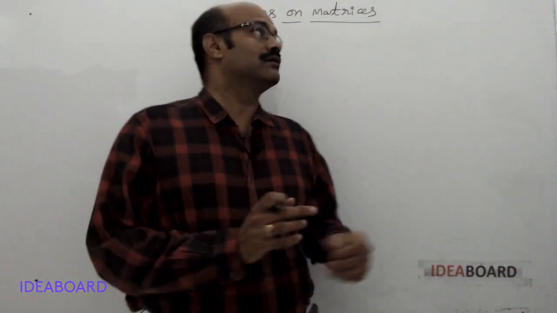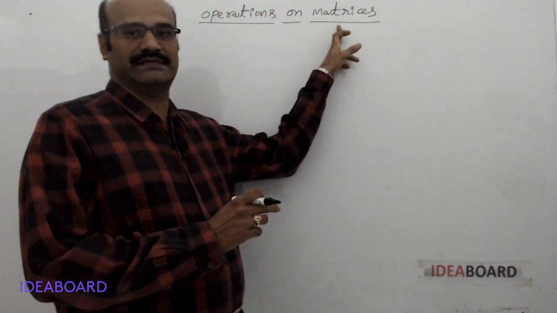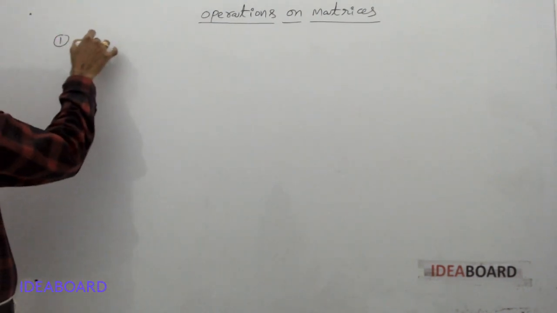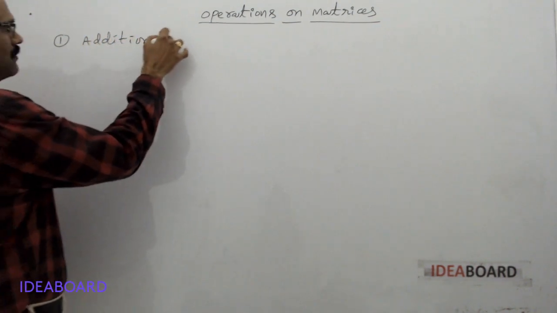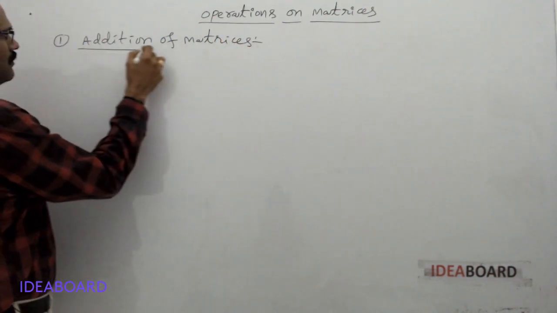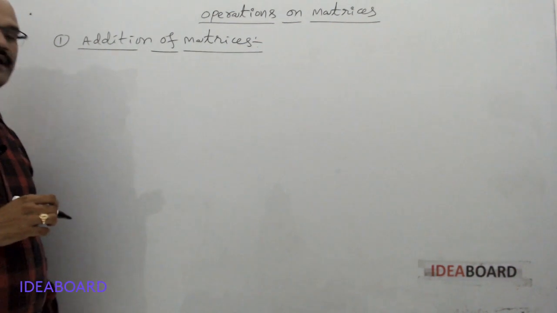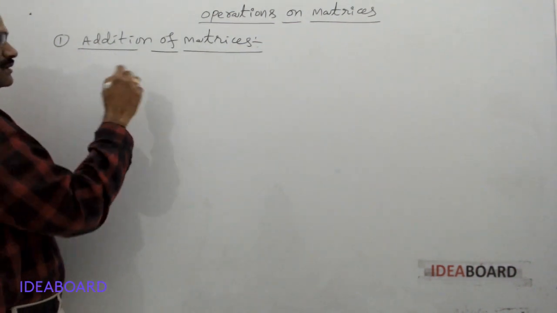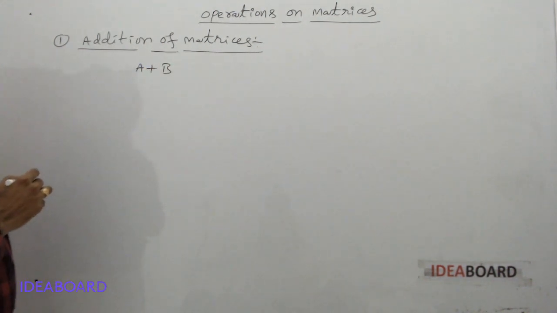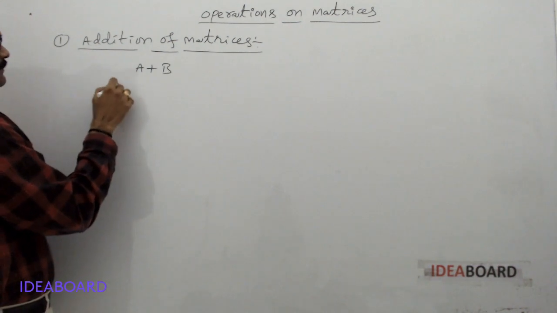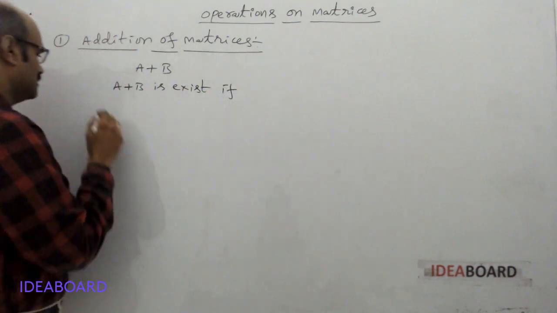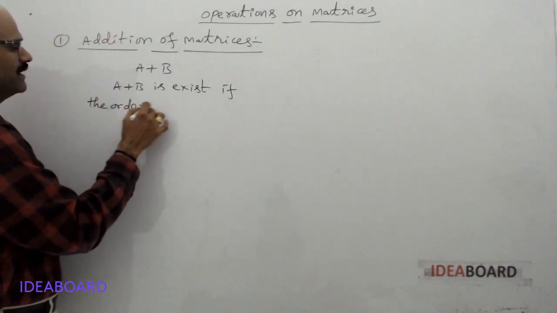Today I am doing the topic operations on matrices. First one, addition of matrices. Let A and B be any two matrices. Then the sum of A and B is denoted by A plus B. A plus B exists if the orders of A and B are same.